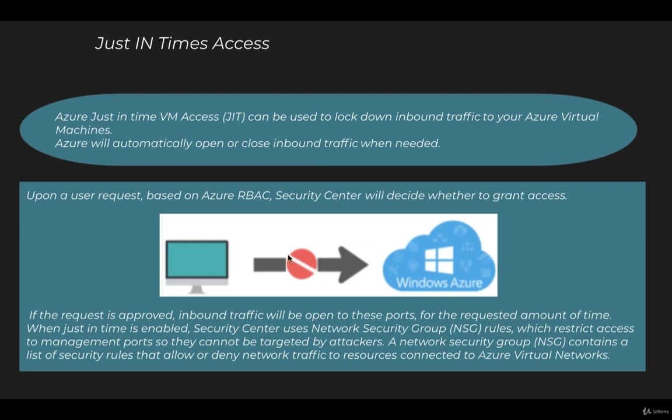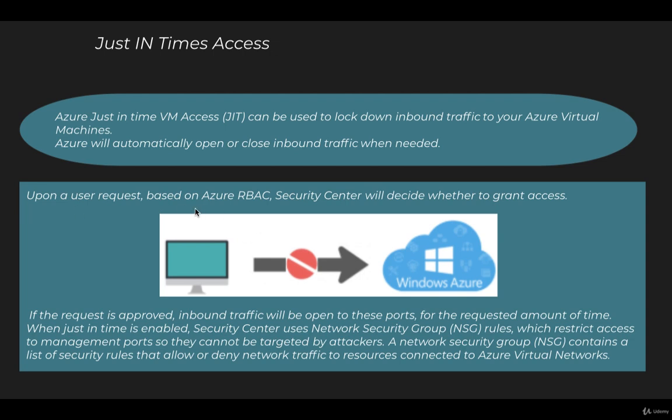If you want to provide access to a certain user and you apply just-in-time access, you can provide time-bound access, let's say for 3 or 4 hours. Once a user requests access, depending on the role-based access, if the access needs to be granted, it will be provided for a certain period of time. At the backend, it automatically creates an NSG rule which allows that particular user to access a particular resource for a particular time period. That is the beauty of just-in-time access.